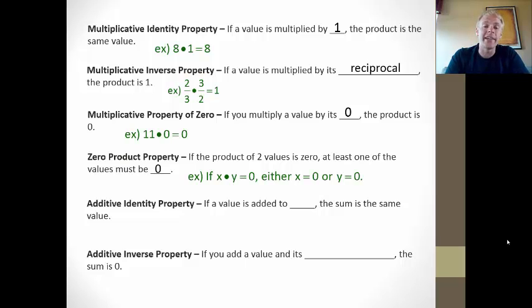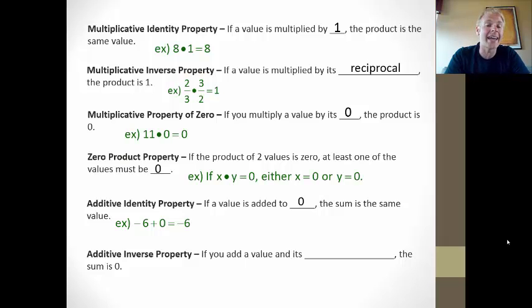So our additive identity property says if any value is added to 0, the sum is the same value. Pretty straightforward, and you've probably done this a lot. As our example says, -6 plus 0 stays exactly the same, the identity, -6.